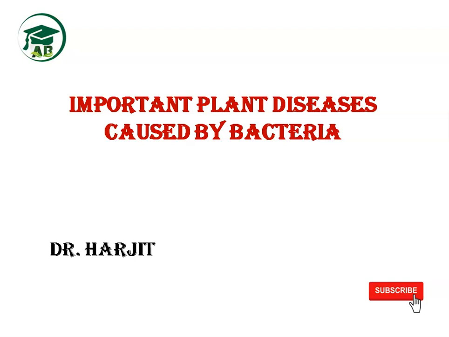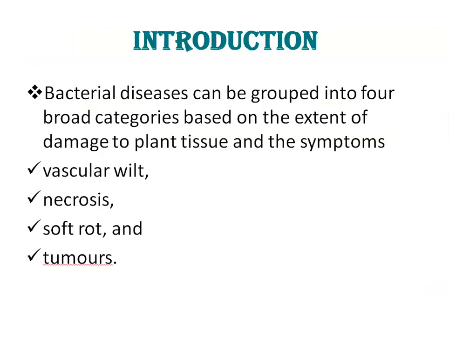In this lecture, we will discuss important plant diseases caused by bacteria. Bacterial diseases can be grouped into four broad categories based on the extent of damage to plant tissues and the symptoms. These four groups are vascular wilt, necrosis, soft rot, and tumors.